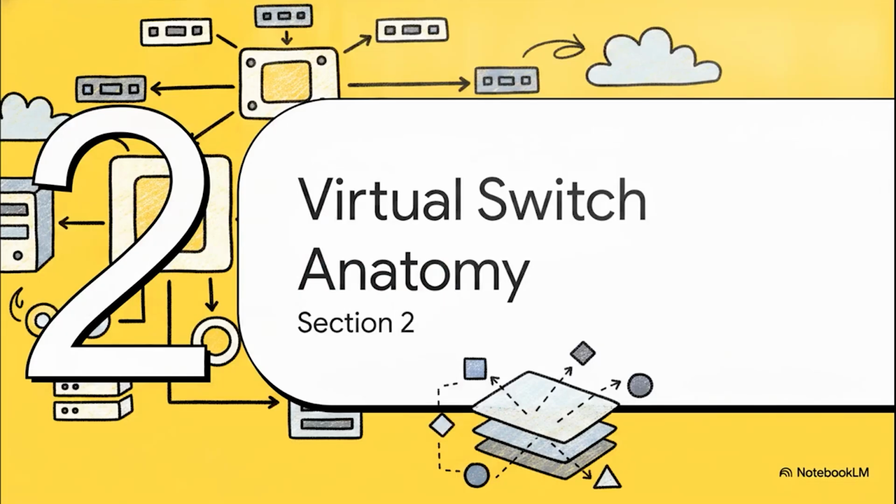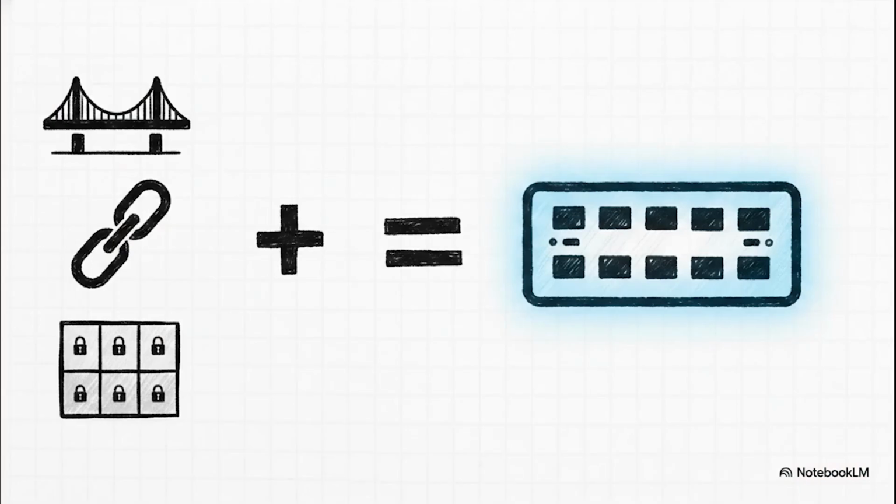Moving right along, Section 2, Anatomy of a Virtual Switch. You're going to want to write this formula down for the exam. Configuring a virtual switch means you're configuring a combination of 3 specific things: bridges, bonds, and VLANs. Let's break down the role of each one. The bridges act as the actual virtual switch instance that actively manages the traffic flow.